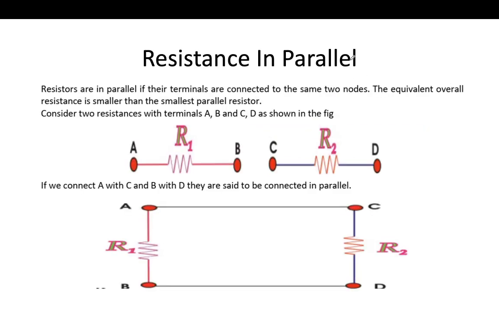Now we'll go towards the resistor in parallel. Resistors are in parallel if their terminals are connected to the same two nodes. The equivalent overall resistance is smaller than the smallest parallel resistor. Consider two resistances with terminals A, B and C and D as shown in the figure. If we connect A with C and B with D, they are said to be connected in parallel.